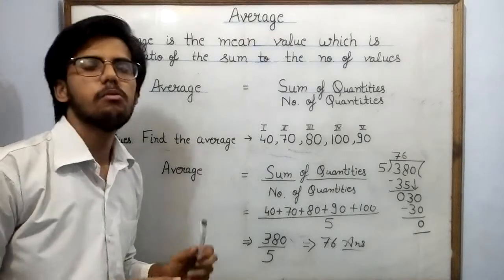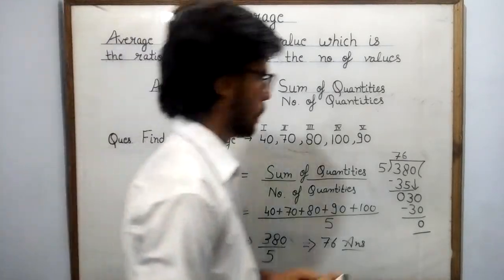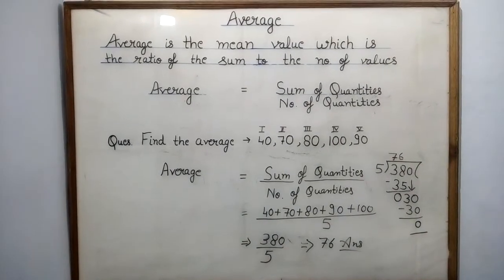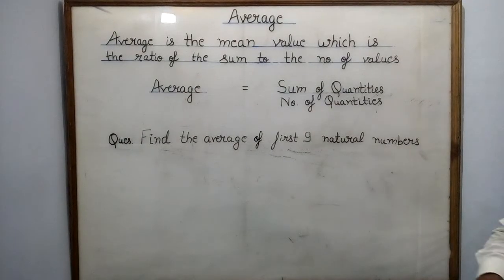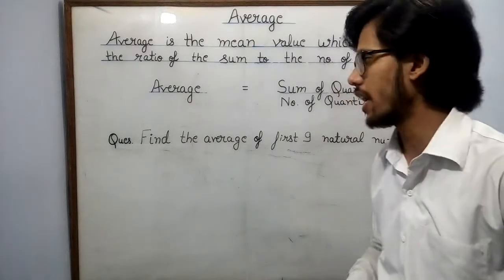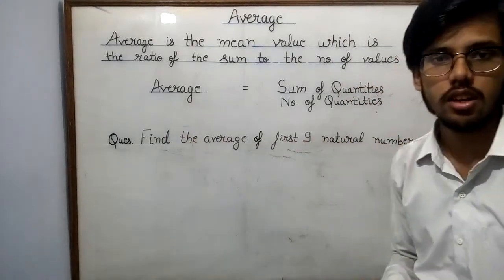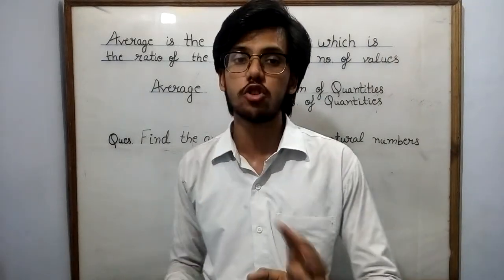Now I will be moving on to another example. See children, now I have taken another question, that is, find the average of the first 9 natural numbers. So first of all, the question arises: what are natural numbers?